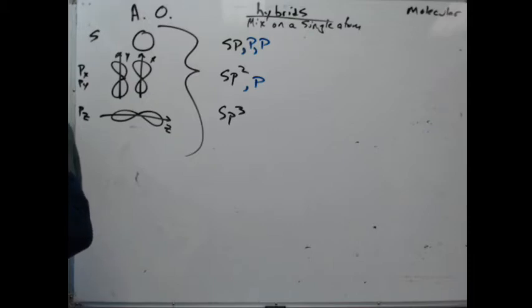Compared to the VSEPR, which one's more accurate? Molecular orbital theory is the most correct answer. Compared to hybrids and VSEPR, hybrids and VSEPR actually give approximately the same answer, and that's the real kind of magical thing about hybrids. This is not magic. It's science.